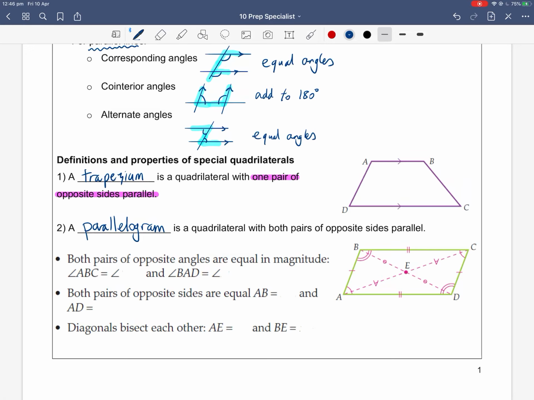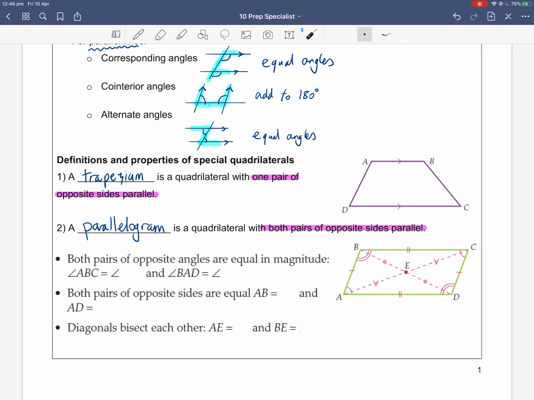A parallelogram is a quadrilateral where both pairs of opposite sides are parallel. So in this example here, this parallelogram ABCD, we have side AB is parallel to side DC, and we also have side BC is parallel to side AD.